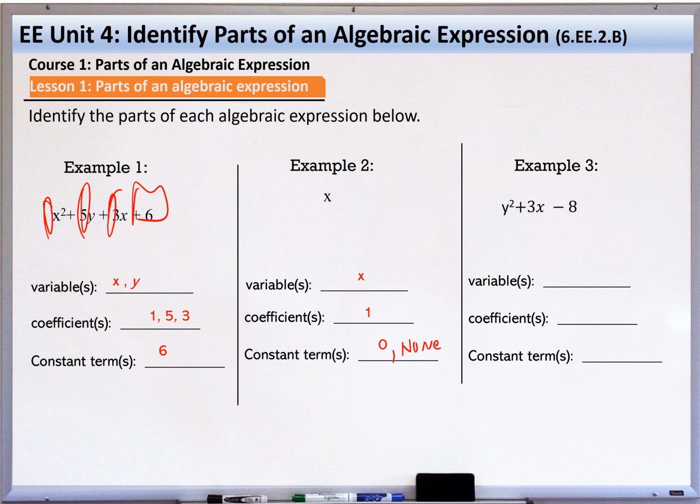All right, and the last one before we take a break, we have some number y to the power of 2 plus 3x minus 8. Our variables are x and y. The coefficient is 1. There's a 1 here. And there's the other coefficient, 3. And our constant term is negative 8.